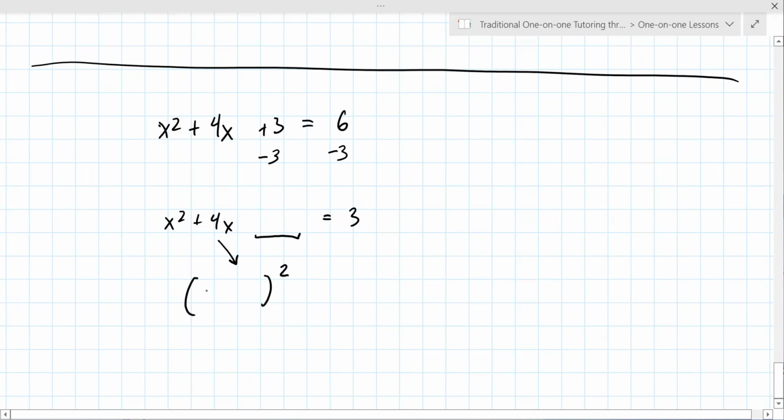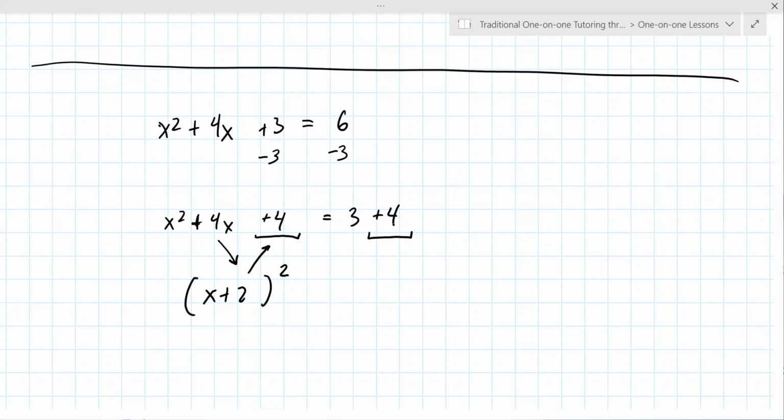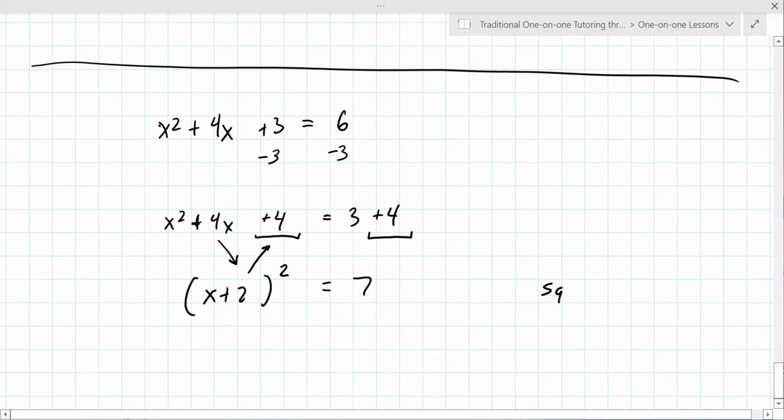It's half of 4. Yeah, so it's x plus 2 because this is plus. And then when you square, you go back. So 2 squared is 4, but you have to be fair. You have to give it to both sides of the equation. Yeah. Okay, so this equals 7 on the right, and this is now the square root property.